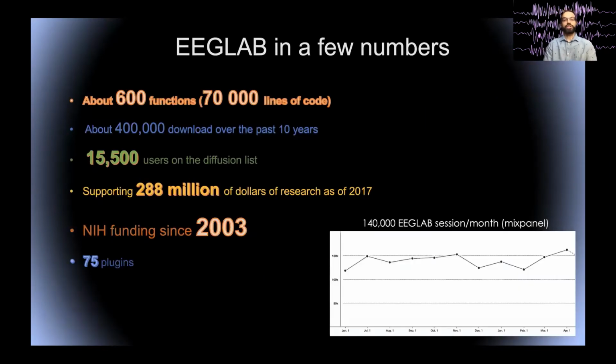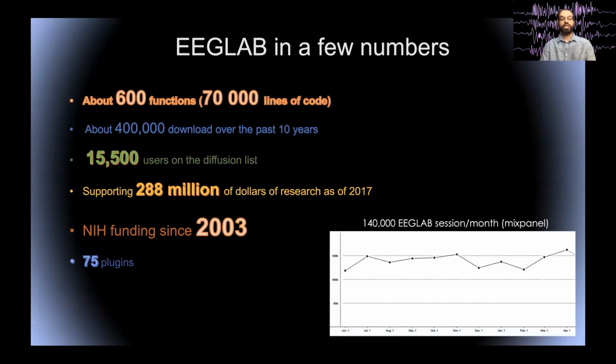In a few numbers, EEGLAB is about 600 functions, and they're all standalone functions, so each has its own documentation. It's about 70,000 lines of code. It runs in a graphic interface, but as you use the graphic interface, it writes code for you that you can later reuse. There's about 400,000 downloads over the past 10 years. We have 15,500 users on the diffusion list, where we send new announcements, and about 5,500 on the discussion list, where there are messages every day, people discussing EEG processing.